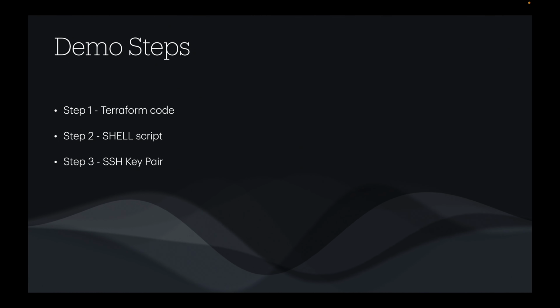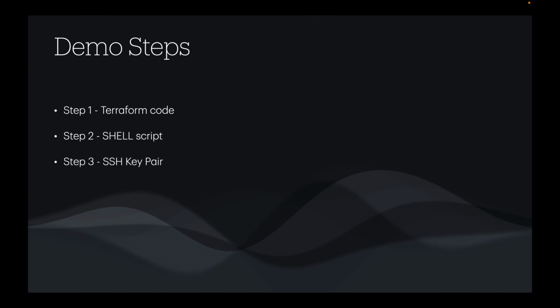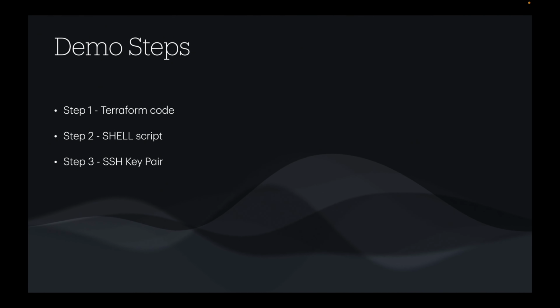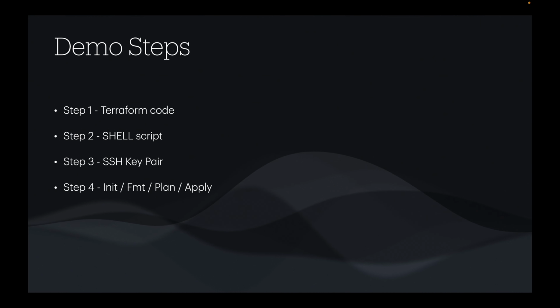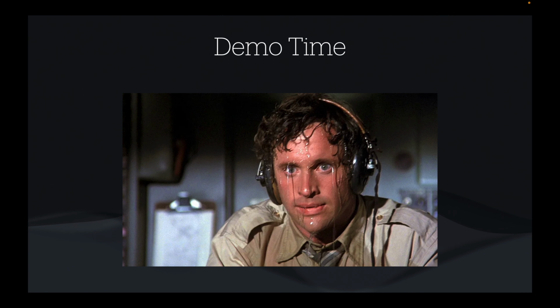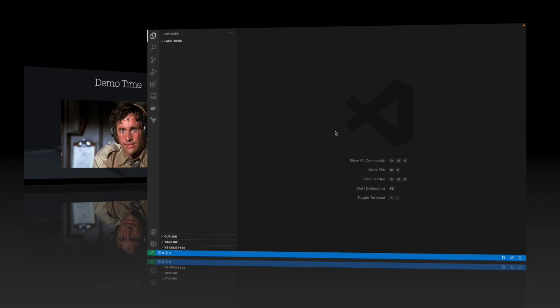We're going to use an SSH key pair to run this shell script on the remote instance. We will use a Terraform block known as a remote-exec provisioner to be able to do so. And then we run the regular Terraform commands of init, format, plan, and apply. Okay, let's go ahead and take a look at the demo.